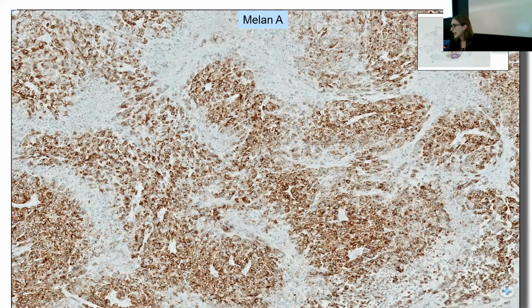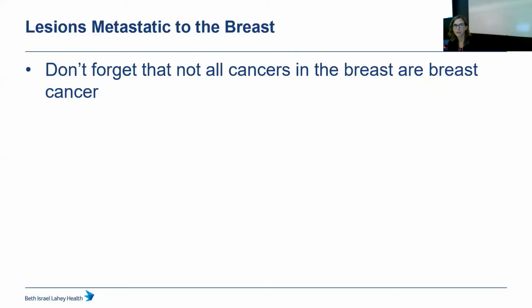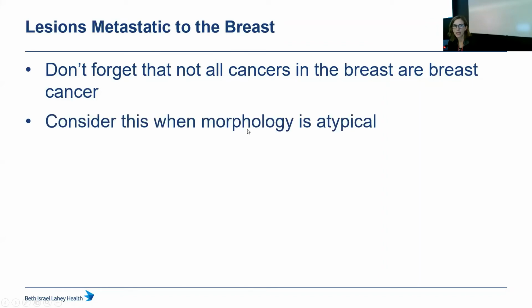And honestly, I think that is an easy mistake to make, because if it doesn't have melanin, or those really round red nucleoli, or you don't have a really upfront history, it's not easy; you have to keep an open mind. And in any triple negative cancer, I think you have to think about this. So don't forget that not all cancers in the breast are breast cancer. Consider this when the morphology is atypical.